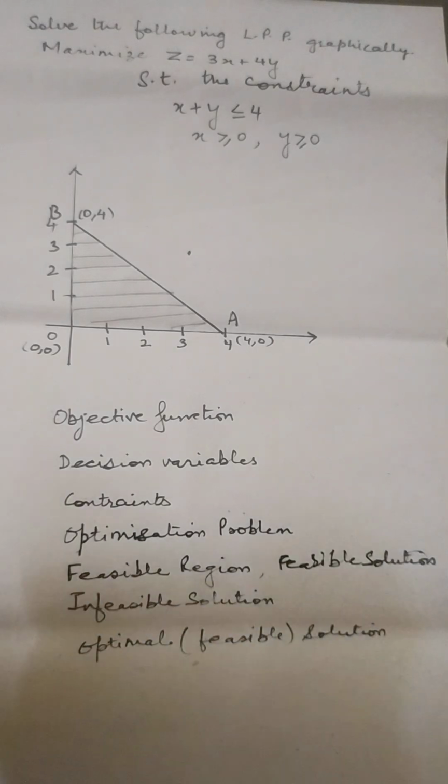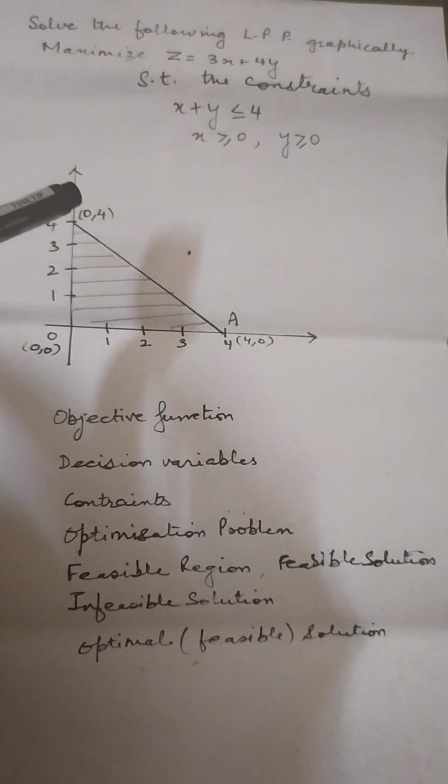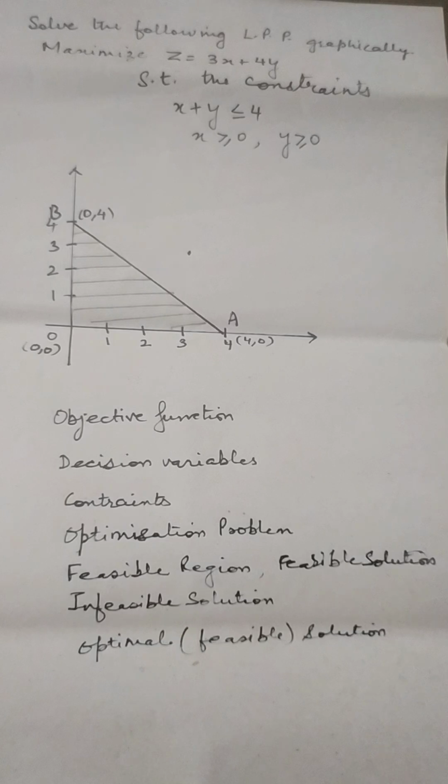And if some point is lying outside the feasible region, that would be nothing but infeasible solution. Then optimal feasible solution, that is the maximum or the minimum value that we have to find. So this is about the LPP and its different terms.